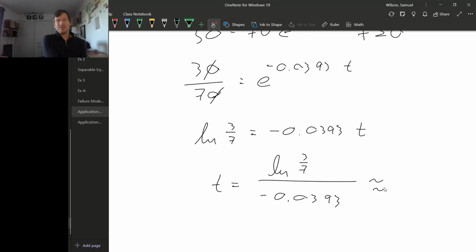If we put that into a calculator, natural log of 3 over 7 divided by negative 0.0393, we get about 21.56, and this is in minutes. So it's going to take about 21 or 22 minutes for our hot water to cool from 90 degrees down to 50 degrees.